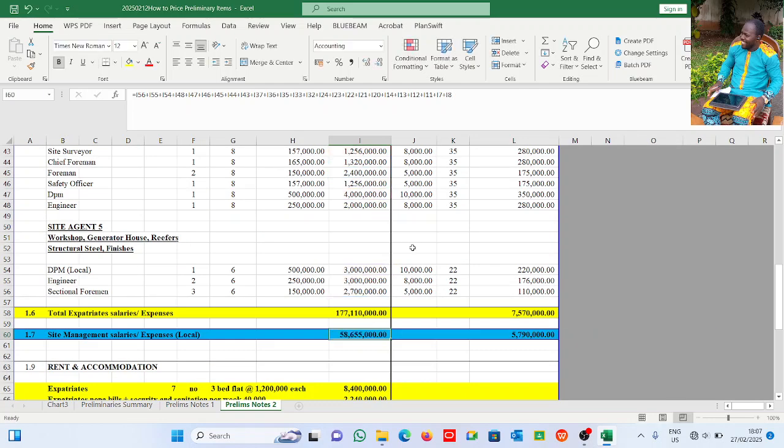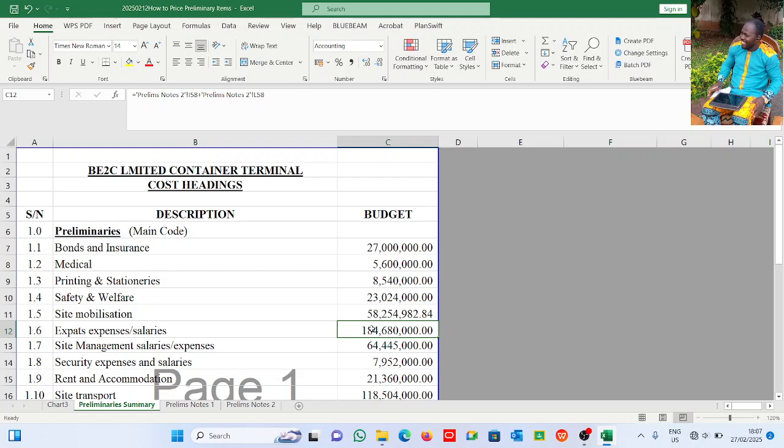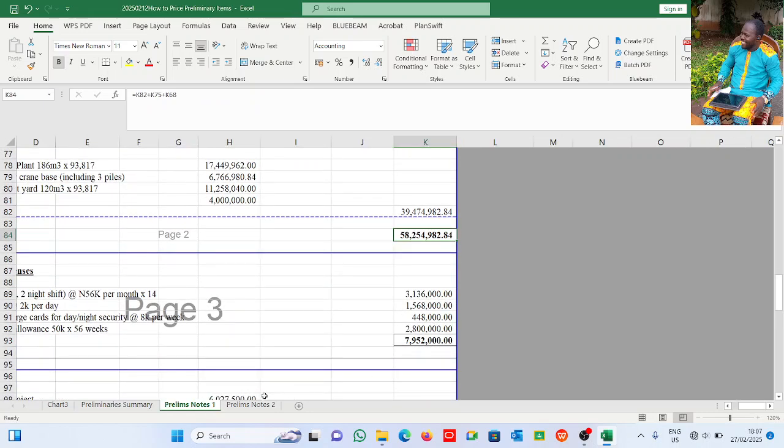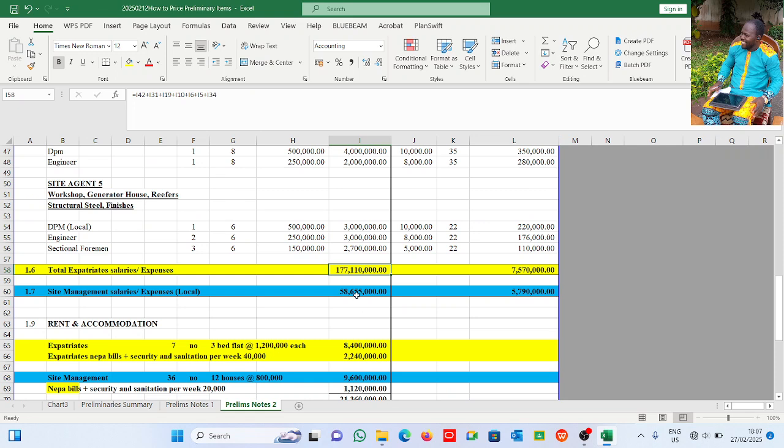All right, so we add up everything. This is their own allowances. So if we add these two up here, that is 184,680, and for site management this is 644,445. That's how we got this here, this plus this. All right, now let's go back to our summary.